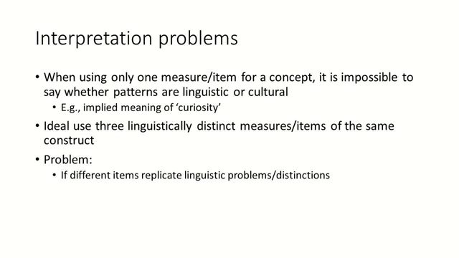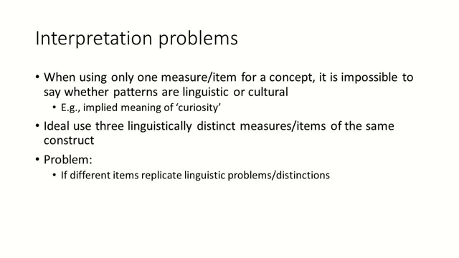One other issue are so-called interpretation problems. So quite often what can happen if you have only one item or measure for a specific concept, then you translate it, and then you get your results back. It's very difficult to identify, is it actually a linguistic issue, so is it a translation issue, or is something going on there that indicates cultural differences at a deeper level.